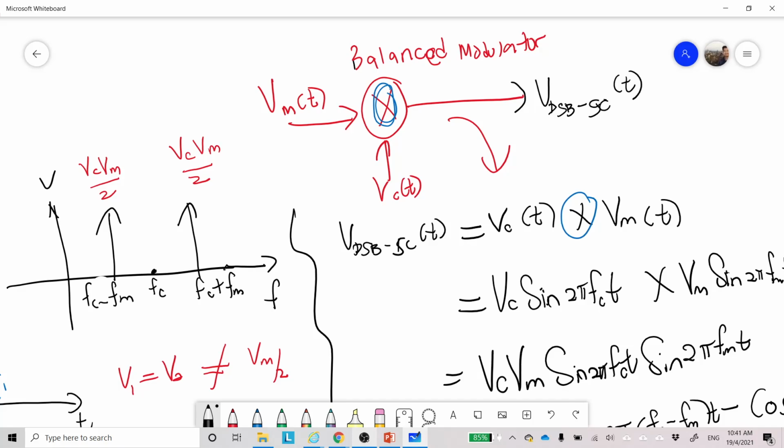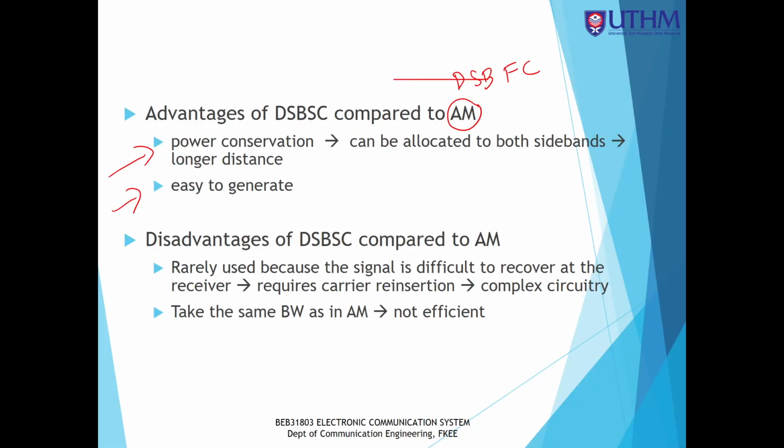AM here is double sideband full carrier. In terms of power conservation, easy to generate. Okay, why power conservation? We managed to save some power because you see that we don't have the carrier component. We managed to suppress the carrier component, so that's why we managed to conserve the power. Okay, dari segi power kita lebih menjimatkan power kerana carrier tidak membawa sebarang info.